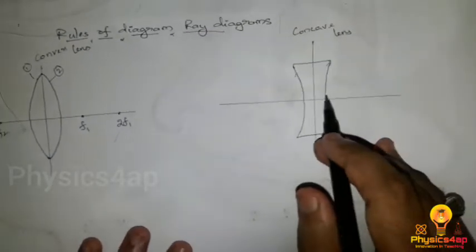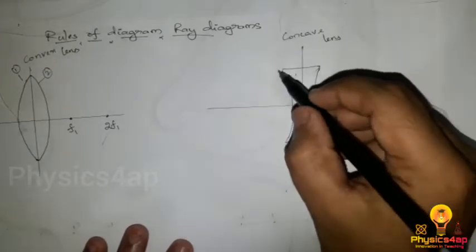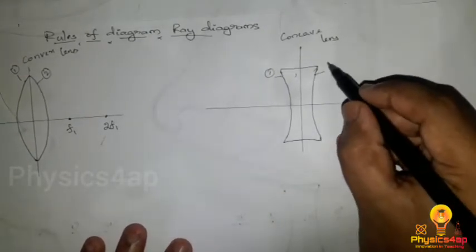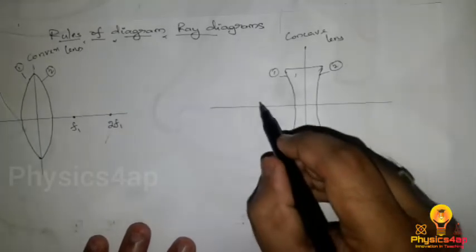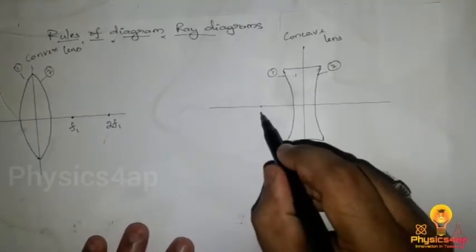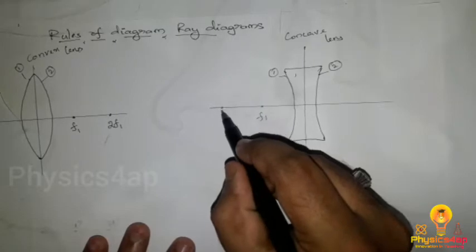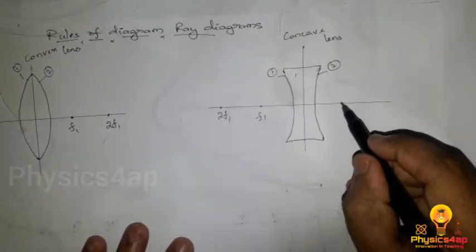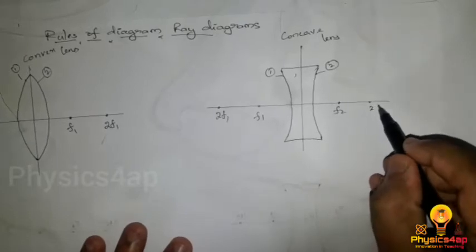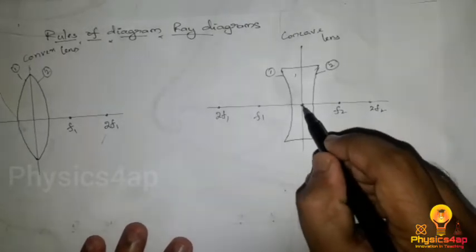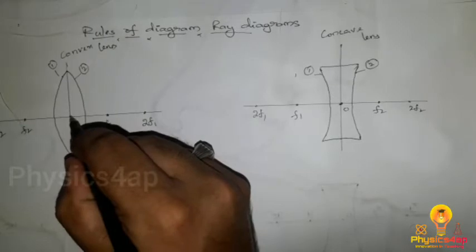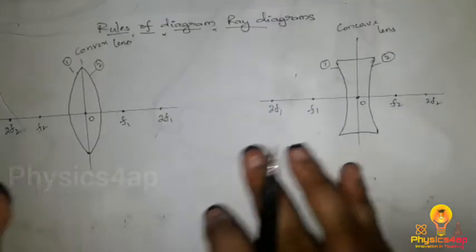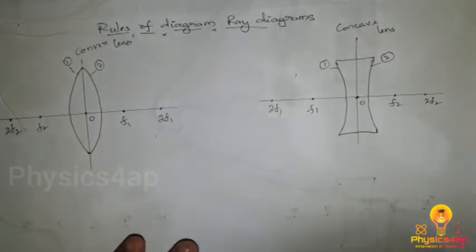At the same time, for the concave lens, if you consider this as the first surface and this as the second surface, here will be the focus f1 and 2f1, and the second surface f2 and 2f2, and this will be the optic center O. Now let us see the rules one by one.